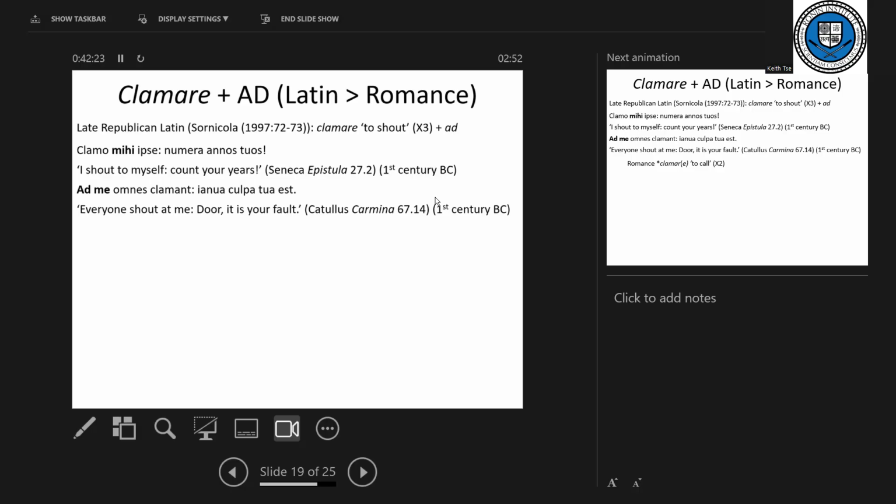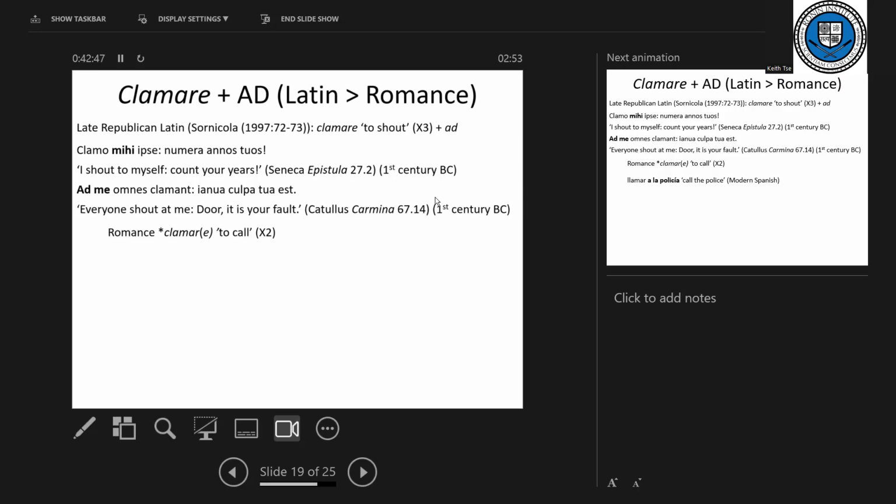So I shout to myself, clamor mihi ipse, then a clause. In Catullus, in poem 67, there's "at ne omnes clamant". Okay, so they all shout at me, omnes clamant at me. So from as early as the first century BC, there's already ad being used with clamare here.